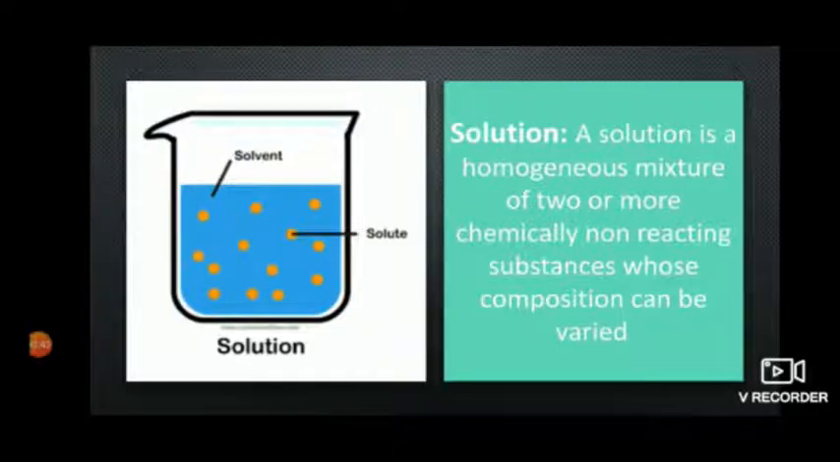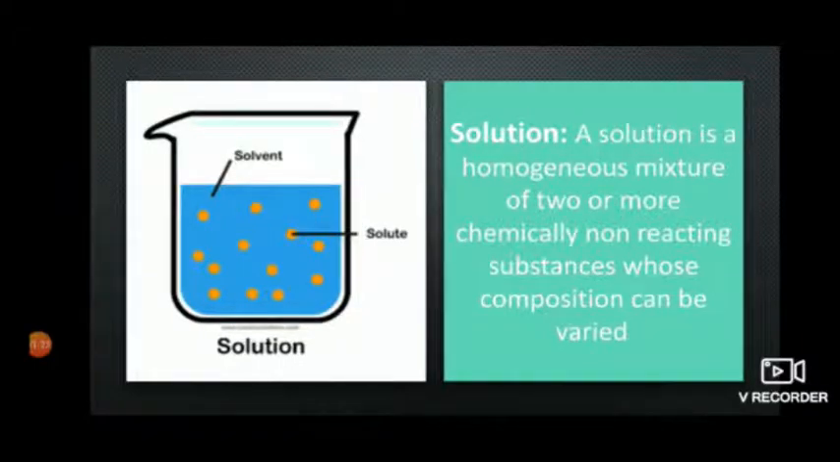What is a solution? A solution is a homogeneous mixture of two or more chemically non-reacting substances whose composition can be varied. For example, lemonade is a solution of sugar, salt, and lemon juice in water. These four components of the solution do not react with each other. The solution formed by mixing two components is a binary solution.